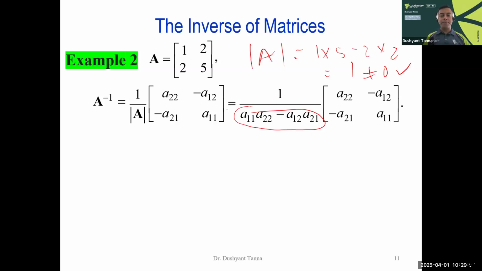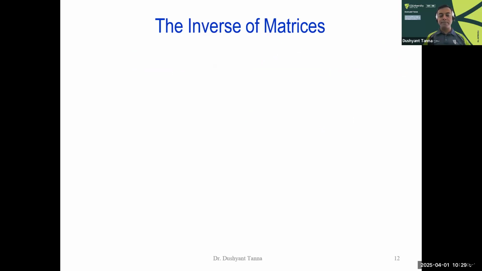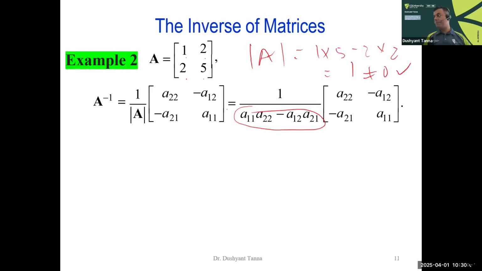Right. So pick up the elements. This is A11, A12, A21, A22. Plug it in here, give the plus minus, and that's it. So what will it be? You can fill the gap here. 1 over 1, A22, like I said, swap the principal diagonal elements. So 5 and 1, minus 2 and minus 2. 1 over 1 is 1, and multiplying by 1 doesn't change anything. So A inverse in this case is 5, minus 2, and 1.